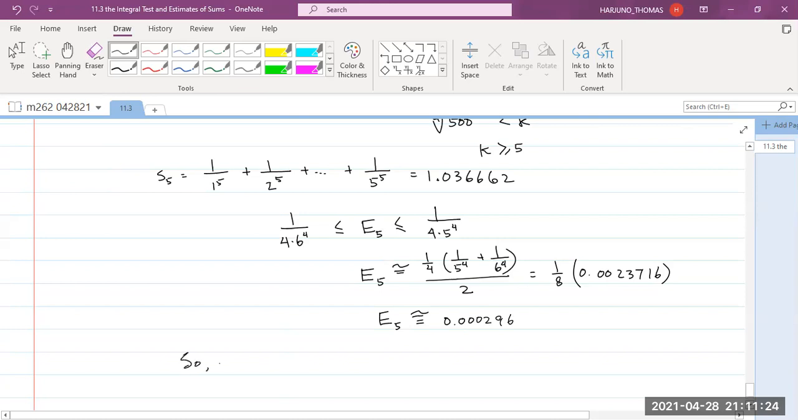So we will use this estimate instead. 1.036662 plus 0.000296.